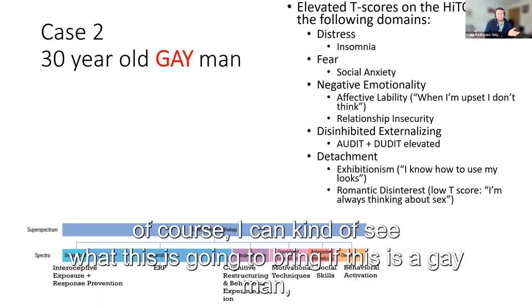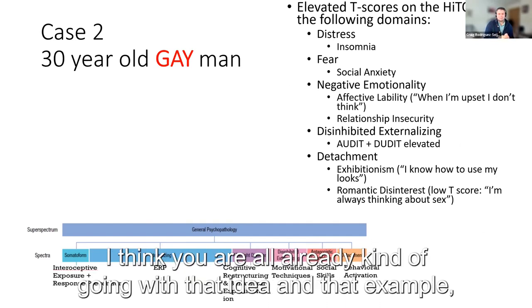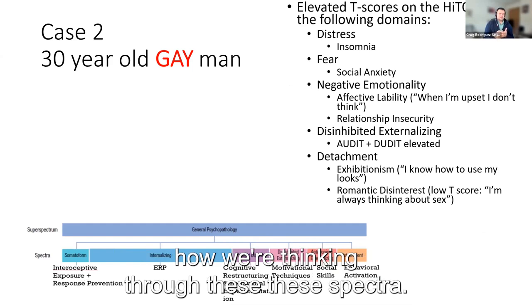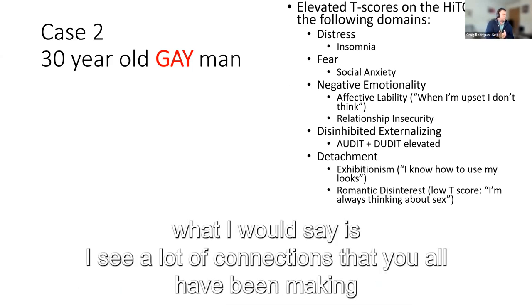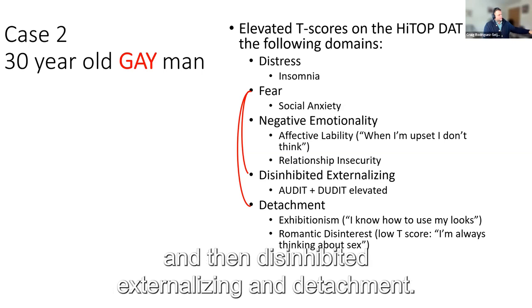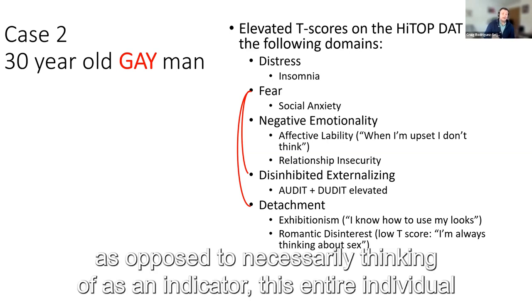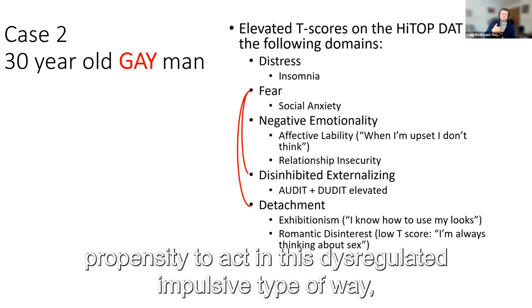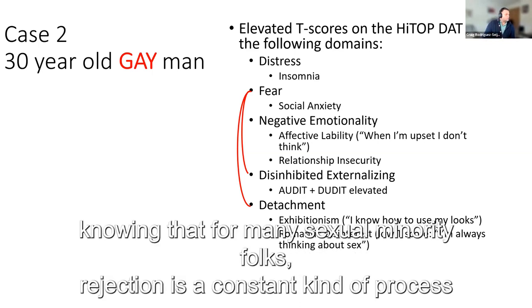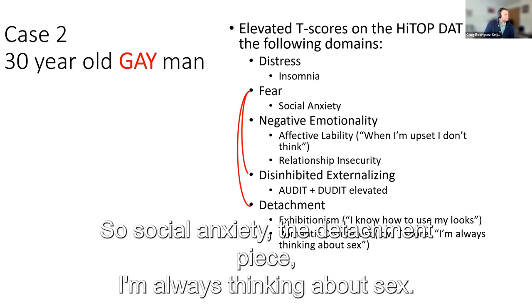Now, of course, if this is a gay man, we're thinking through how maybe all of this changes. I think y'all were already going with that idea, thinking through these spectra. So here's how I would think through something like this. I see a lot of connections that y'all have been making between distress and fear, negative emotionality, and then disinhibited externalizing and detachment. And again, what comes to my mind is this internalizing way of coping, as opposed to necessarily thinking of it as an indicator of an intra-individual propensity to act in a dysregulated, impulsive way. Knowing that for many sexual and gender minority folks, rejection is a constant process, the potential for rejection or the perception that one might be rejected comes in. So social anxiety, the detachment piece, "I'm always thinking about sex," "I know how to use my looks."